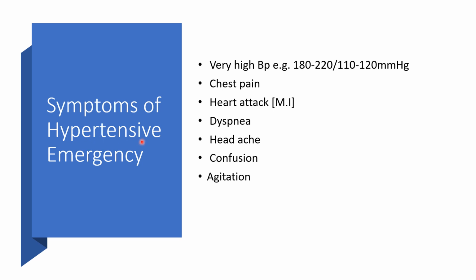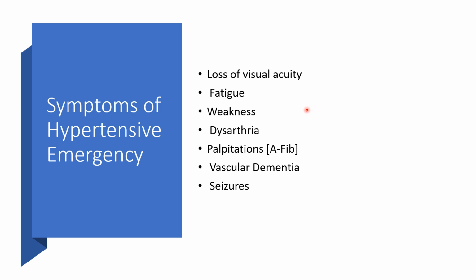What are the symptoms of hypertensive emergency? The symptoms are what the patient will tell us. Okay, we've measured the BP, it's pretty high, right? Then the patient can say, I've been having chest pain, and they will tell us the complete signs and symptoms of heart attack. They've been having difficulty breathing, having headache, they are confused, become restless, agitated. Other symptoms will include loss of visual acuity. I can't see well. I feel weak, and then my tongue has been twisted. Then my heart is racing. I can't remember stuff again. I had convulsion.